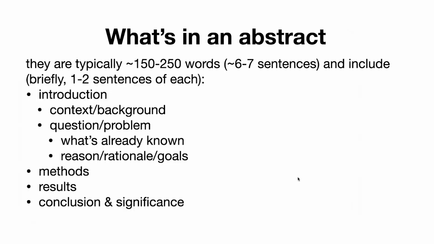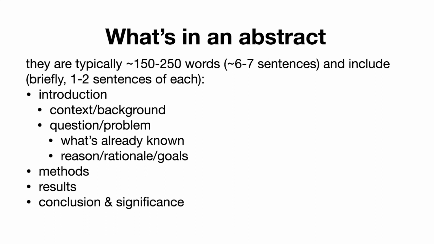An abstract is typically about 150 to 250 words, so about 6 to 7 sentences, and I'll get into that. You want to make sure that you're checking the specific instructions that you are given to make sure that you're within the word limit. And you want to include about 1 to 2 sentences of each of the following components. You have some sort of introduction. So what's the context or the background that you are working with?